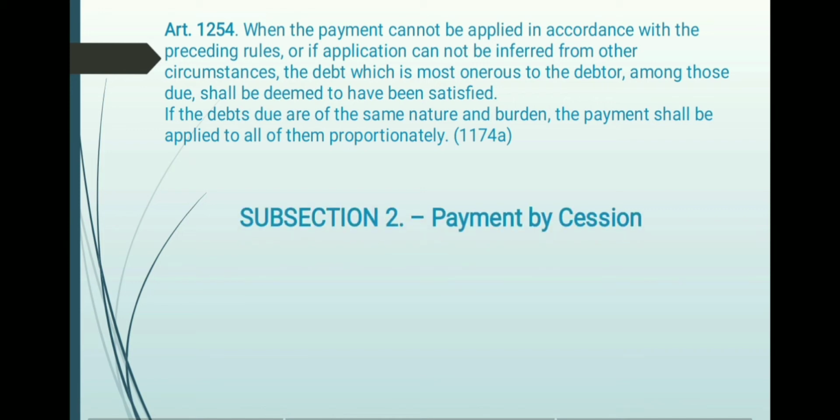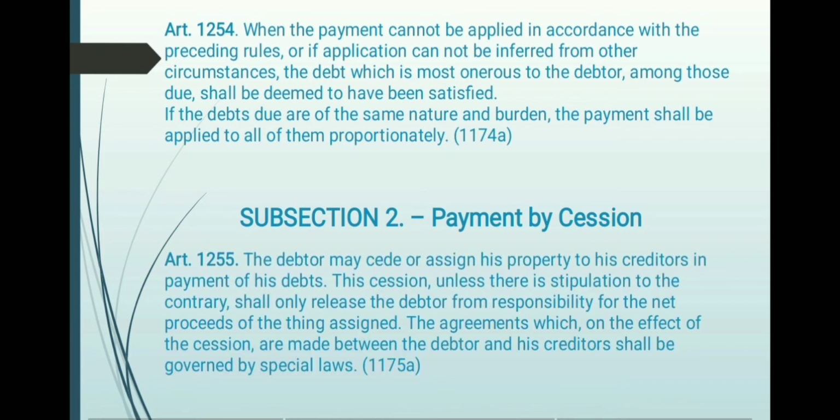Subsection 2, Payment by Cession. Article 1255. The debtor may cede or assign his property to his creditor in payment of his debts. This cession, unless there is a stipulation to the contrary, shall only release the debtor from responsibility for the net proceeds of the thing assigned. The agreements on the effect of the cession made between the debtor and his creditor shall be governed by special law.